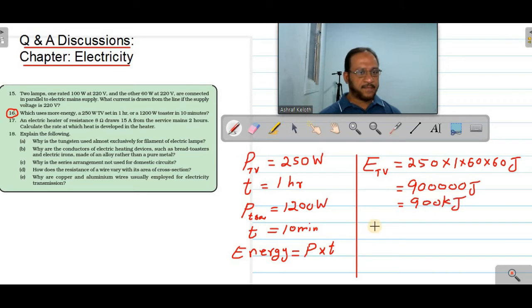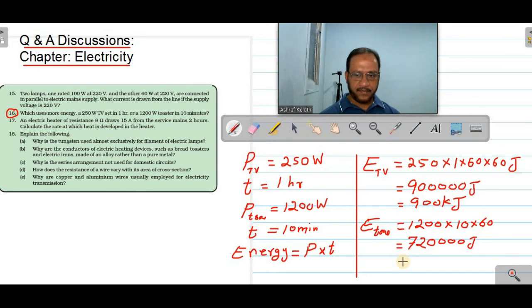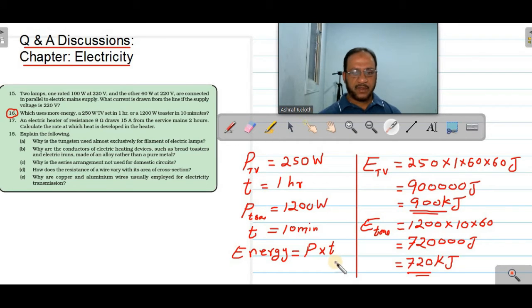Then the energy consumed by the toaster is power into time. The power of the toaster is 1200 watts. Time is 10 minutes, which should be converted to seconds. For converting minutes into seconds, multiply by 60. The energy is 7,20,000 joule, or we can write 720 kJ.